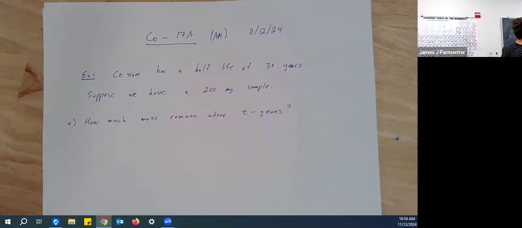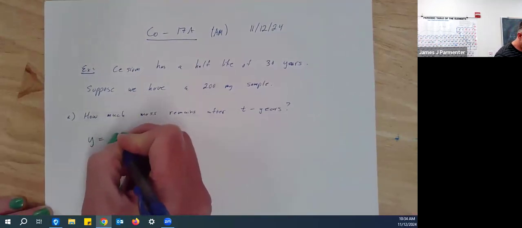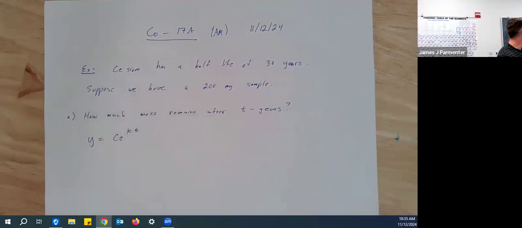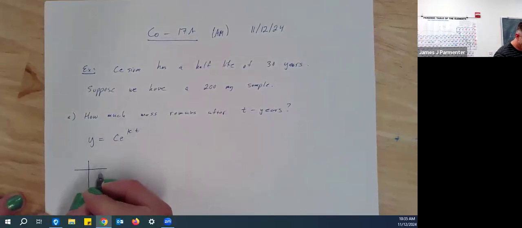And really all this says is set up the model for exponential decay here. So you're going to start with the usual y equals c e to the kt, or however you like to write it. And then your job is to use the given information to find c and k. And I typically prefer to write this down as a table, as you've seen me do many times.